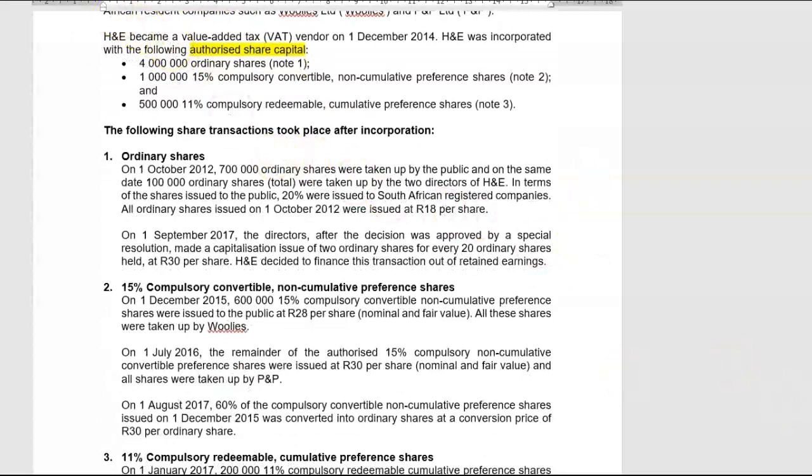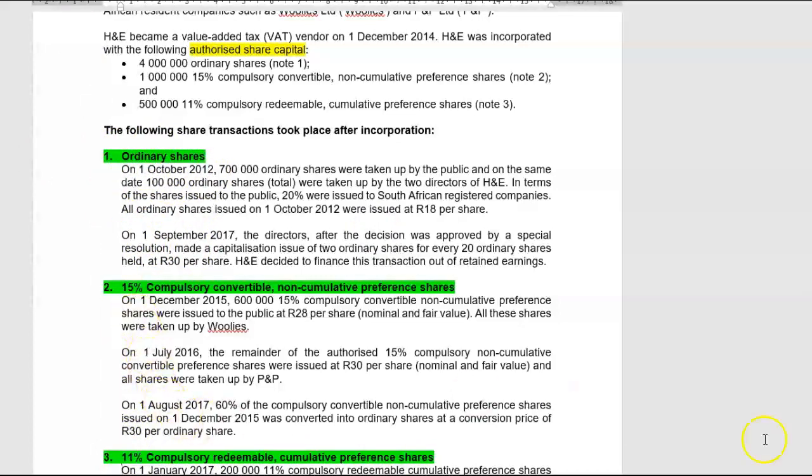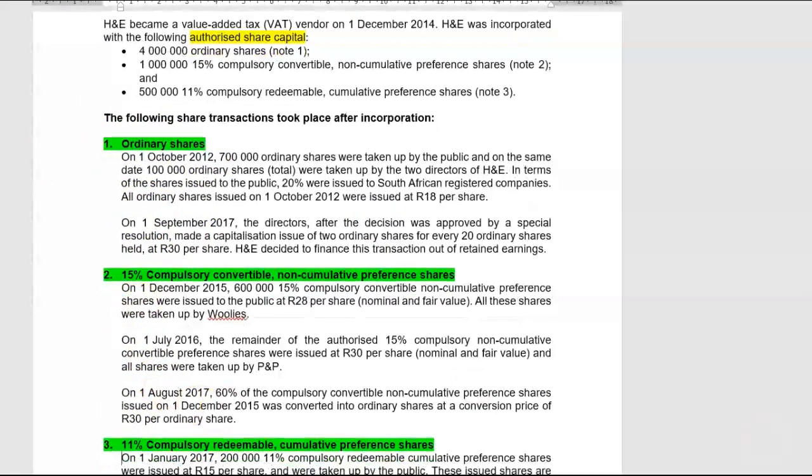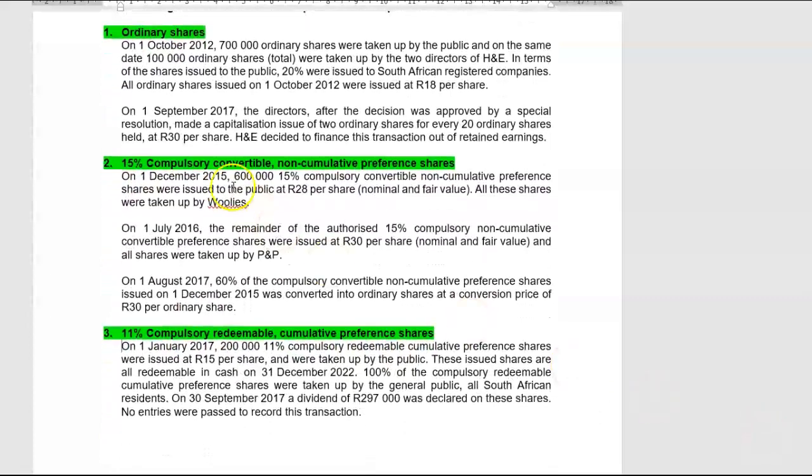Right, now another thing that is important in this question, let's just say this is all the ordinary share transactions grouped together. This is all the compulsory convertible pref shares grouped together. And here number 3 is all our compulsory redeemable pref shares grouped together. Make sure you see that there are dates all over the show. Make sure that you do your transactions in date order, because this is one of those questions, if you didn't follow the date order, your answers would have been totally wrong.